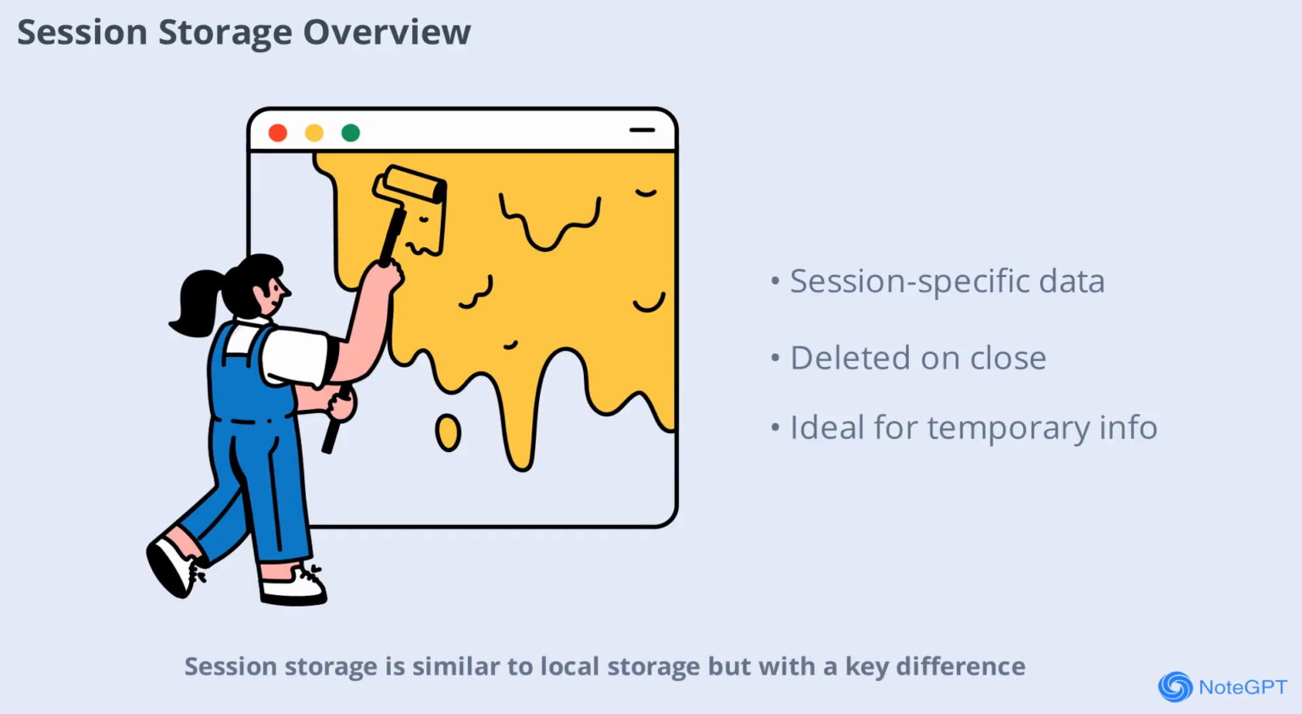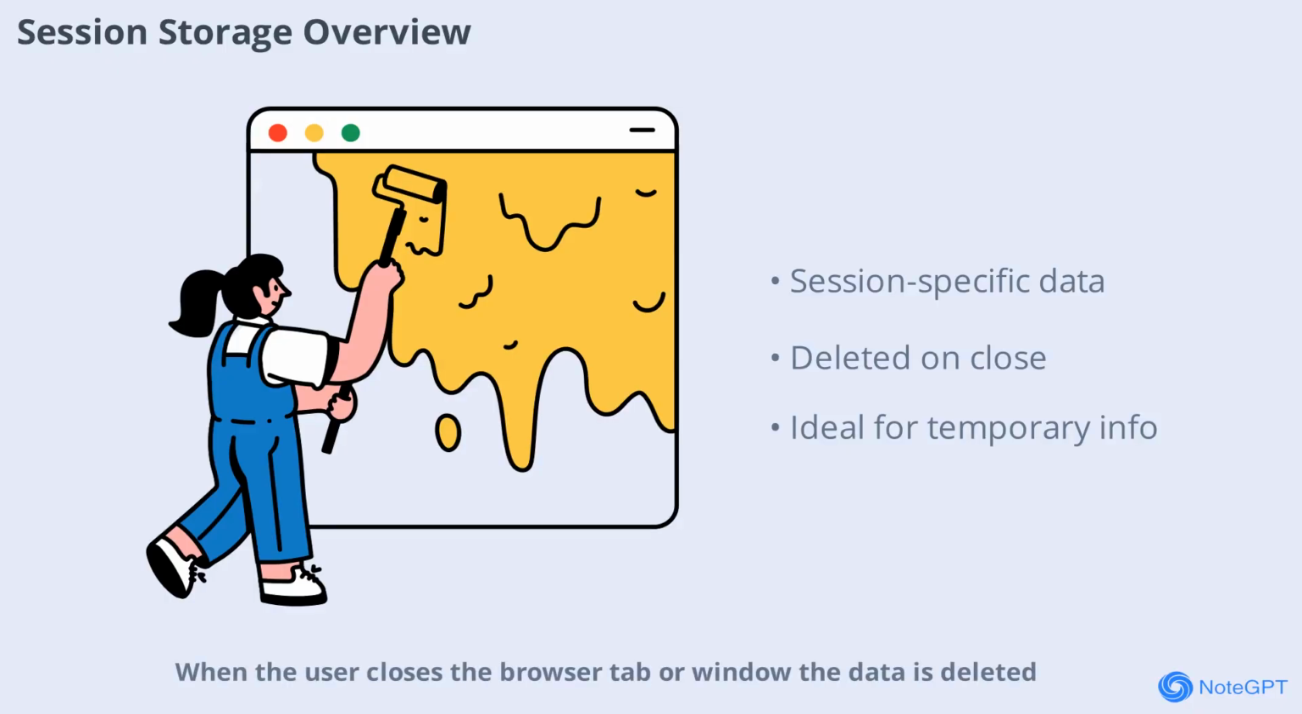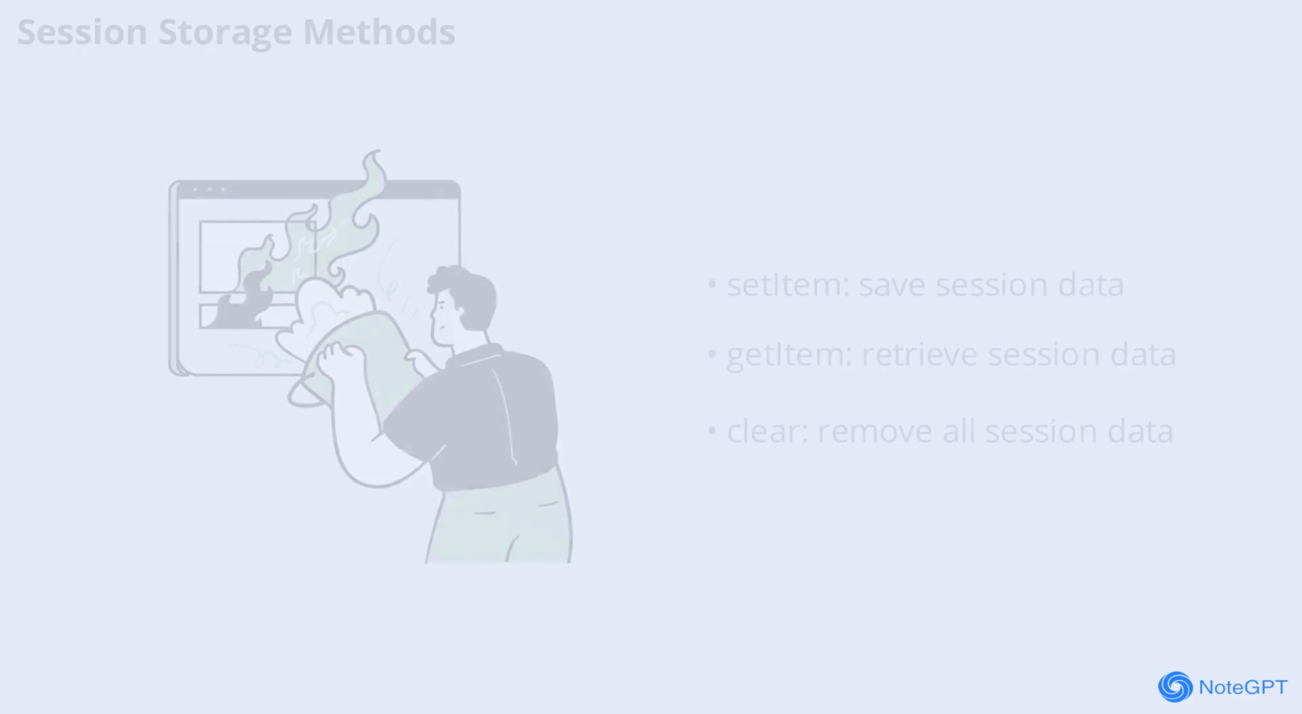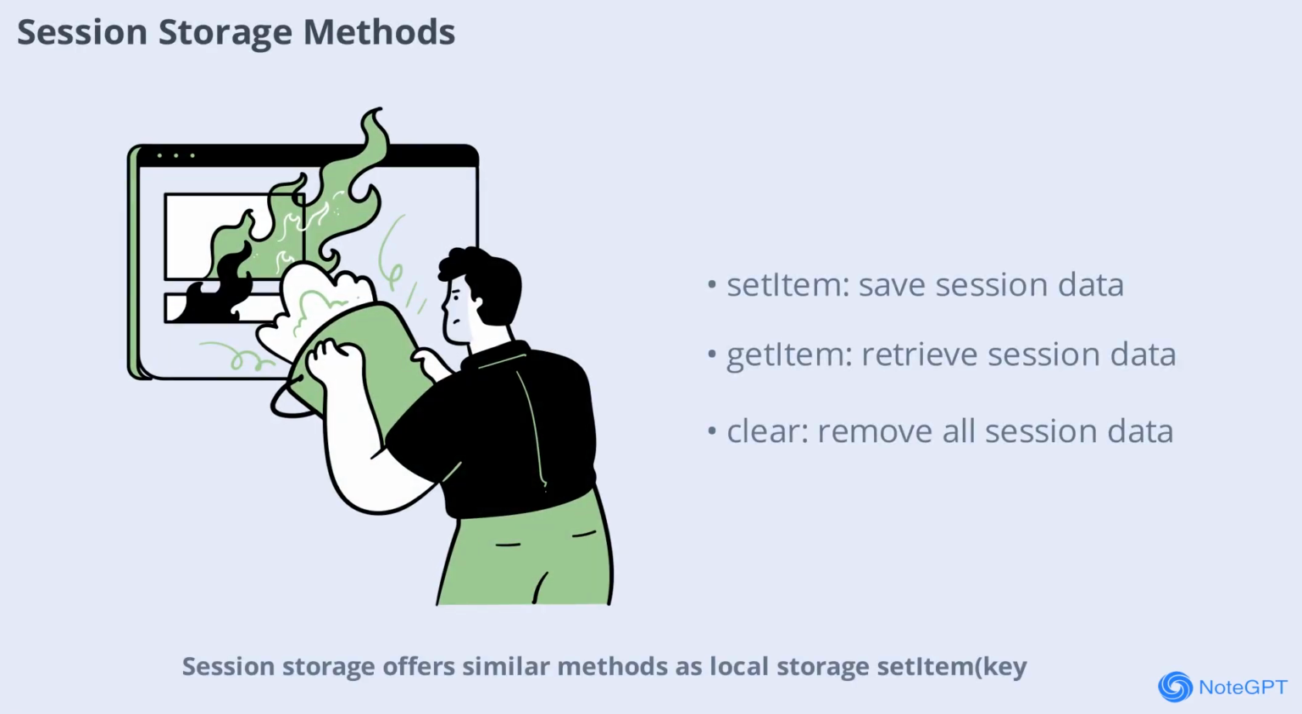Session storage is similar to local storage but with a key difference: data is only stored for the duration of the session. When the user closes the browser tab or window, the data is deleted. This makes session storage ideal for temporary data such as form inputs or shopping cart items that should not persist beyond the current session. Session storage offers similar methods as local storage: setItem(key, value) to store data, getItem(key) to retrieve it, removeItem(key) to delete a specific entry, and clear() to remove all session data. Each browser tab or window has its own session storage, ensuring data isolation between sessions.